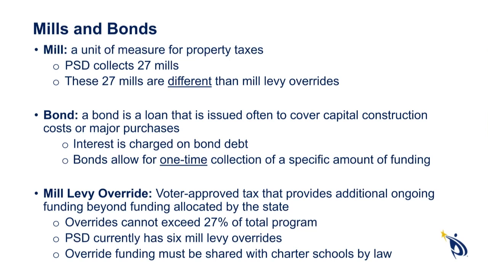So to go beyond total program, we need to look at other mechanisms. And there's really two big mechanisms that we have, and then there's a couple variants of the mill levy override. The first one is a bond. And we as a district have done bonds. And when you think about a bond, it's really simple. It's very similar to what you do at home.